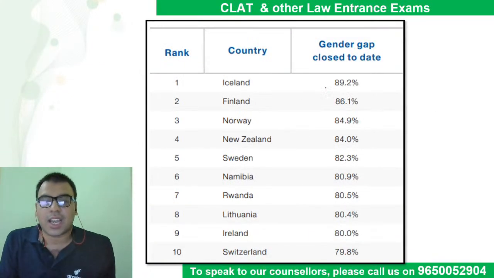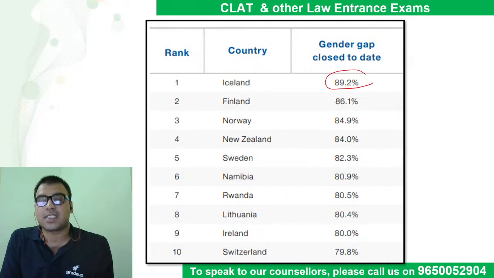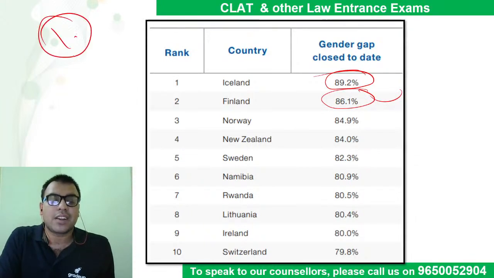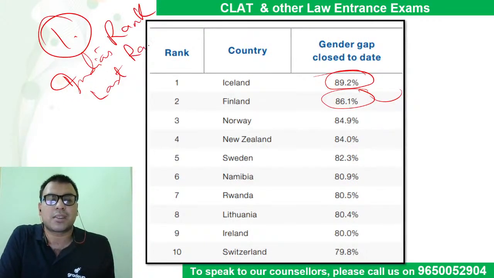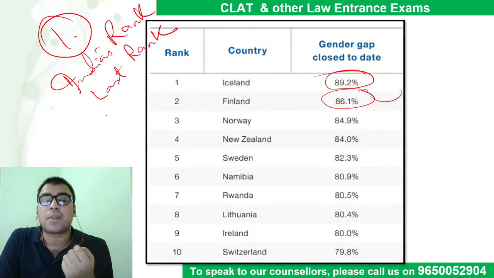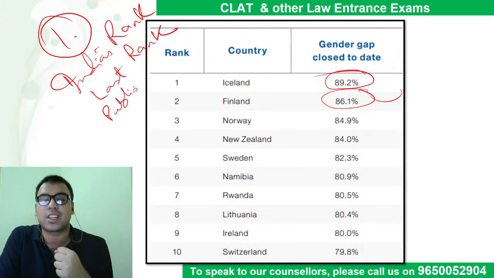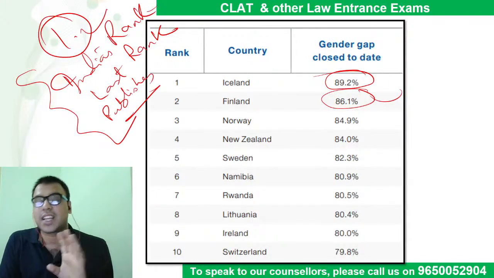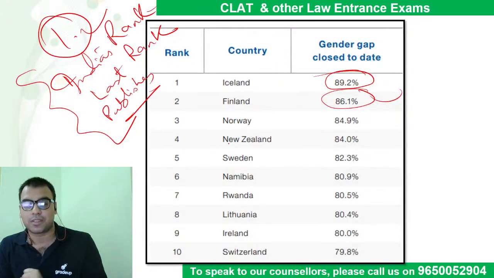You can see here, I have already said that in percentage terms it is 89.2%. And Finland is the second one with 86.1. So you need to remember only rank one and India's rank. Sometimes in some exams they also ask the last rank, and which organization publishes the report. These four things are mostly important: rank one, India's rank, last rank, and which organization publishes the report.